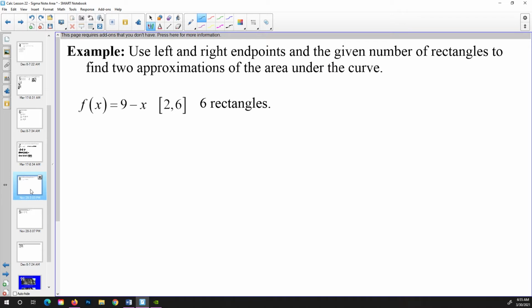Example: using left and right endpoints and the given number of rectangles to find 2 approximations of the area under the curve. Alright, so I have this linear equation, and they want me to go from 2 to 6, and they want me to use 6 rectangles. I also need to do left and right endpoints. That seems like a lot of work at first, but let's see if we can make it just a little bit easier for us.